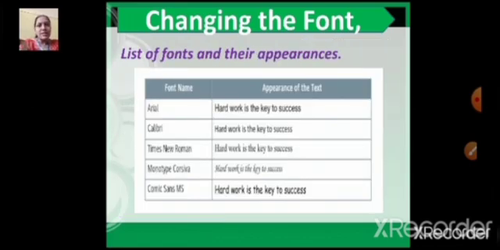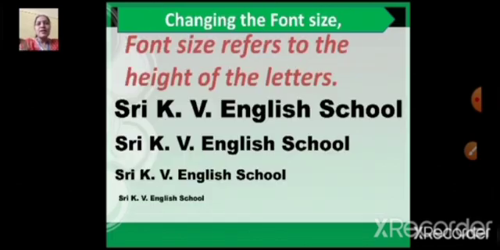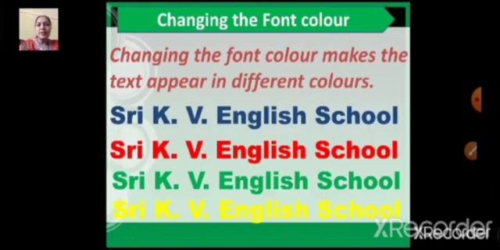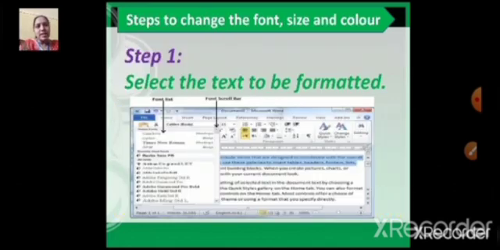So here you have a list of fonts, how it will look when you select it. Font size refers to the height of the letters. Changing the font size makes the text appear big or small. The font size is measured in points. Changing the font color makes the text appear in different colors. So we learned about the steps to apply these three options.